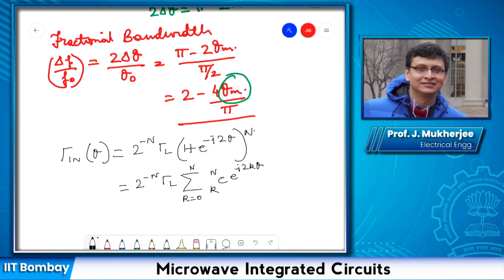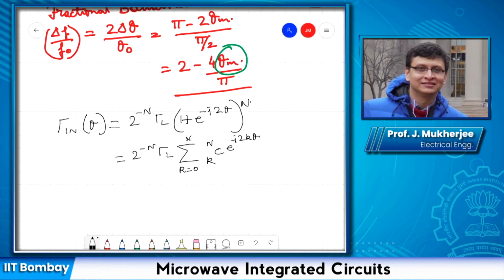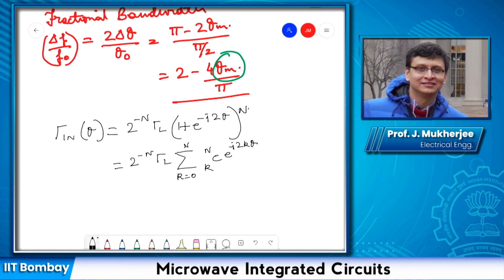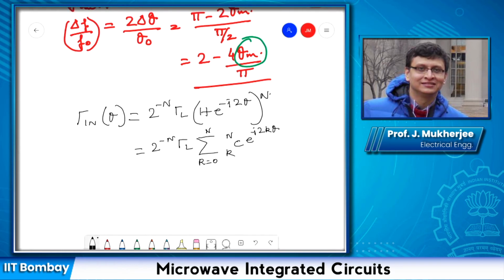Okay, so this is the expression for the input reflection coefficient that we had derived in the last part. Sorry, this is not the equation that we have derived in the last part. This is simply the expansion of the binomial prototype function using the binomial theorem. So just make this correction. This is not the formula that we had derived in the previous part. This is just an expansion of this binomial formula for the prototype function.